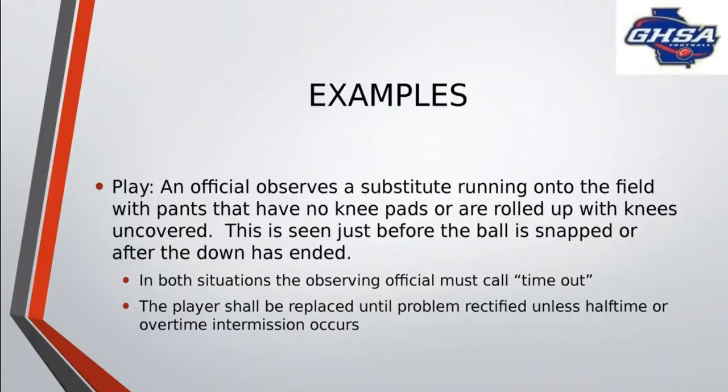Here's your example. An official observes a substitute run onto the field with pants that have no knee pads or are rolled up with knees uncovered. This is seen just before the ball is snapped or after the down has ended. In both situations, the observing official calls timeout. This is an official's timeout. The player shall be replaced until the problem is rectified unless a halftime or overtime omission occurs.